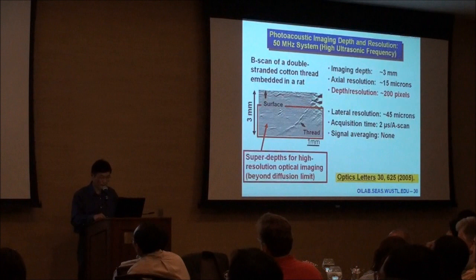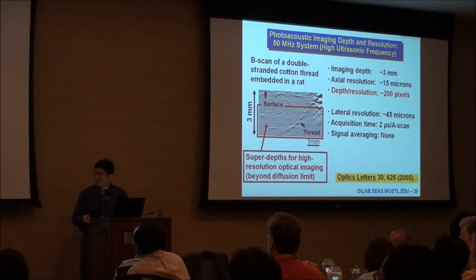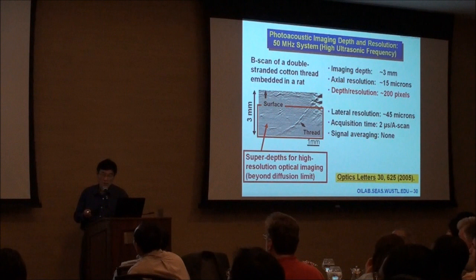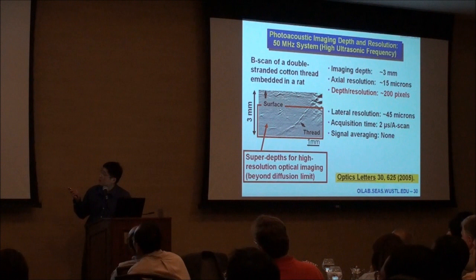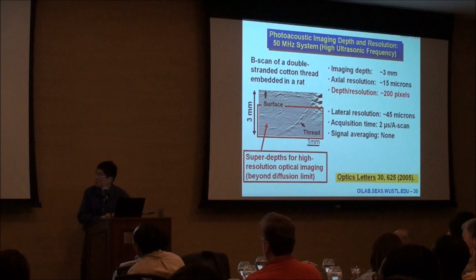This was one of the first images acquired just to demonstrate how deep we can penetrate. So at 50 MHz ultrasound frequency, which is considered very high frequency in ultrasound, you can penetrate about 3 millimeters. And this is highly scalable. If you were to use a lower frequency, you can penetrate deeper, and vice versa. So with this system, you can get 50 micron axial resolution. That means you get about 200 pixels in the depth curve. The lateral resolution is about 45 microns. Data acquisition is about 2 microseconds for each scan. You don't have to average.